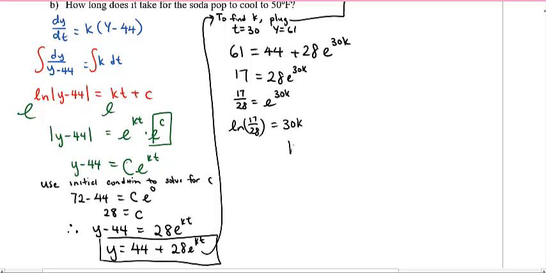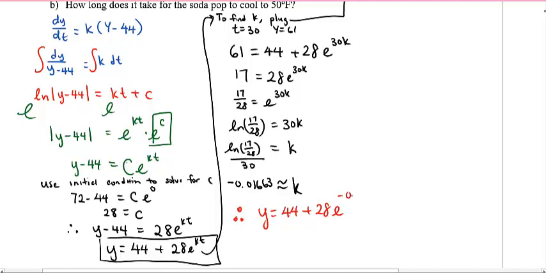And then, of course, solving for k. It's the natural log of 17 over 28 divided by 30. And if you're curious what that is as an approximate decimal, negative 0.01663. Okay? Now, I actually prefer if you keep it as natural log, but if you want to use decimals, go right ahead. Anyways, all this work to really say, okay, now I finally found my equation that describes this scenario.